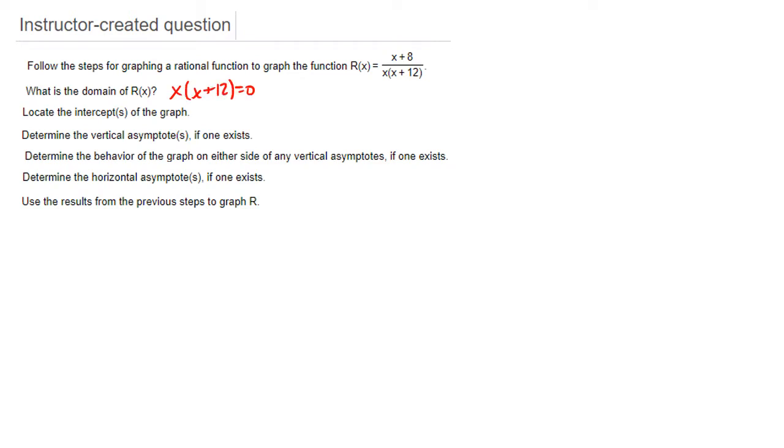It's all x except this. So it's all x except x equals 0 and x equals minus 12. Those are the only x's that will make the denominator 0. Otherwise, there's no obstruction here.